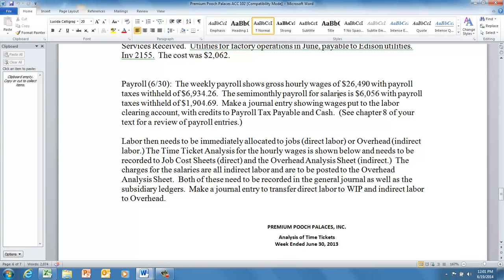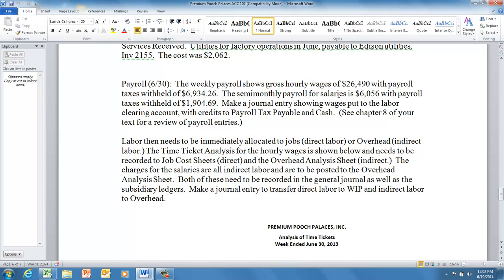So our first step is to make a journal entry showing these wages, and then in the next paragraph it tells us that labor needs to immediately be allocated to the jobs for direct labor, or if it's indirect labor, it needs to be allocated to overhead. So it's coming into the labor account in that first set of entries, and then is coming back out and being allocated to either direct labor, which is work in process, or indirect labor, which is overhead.